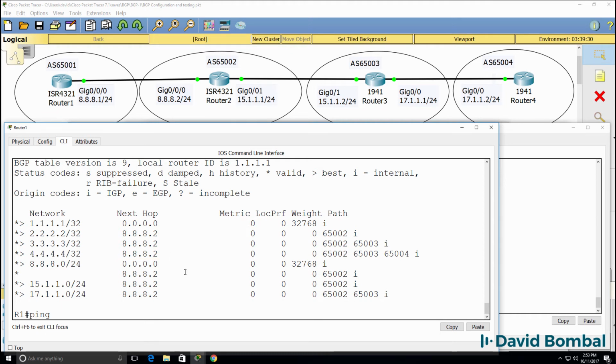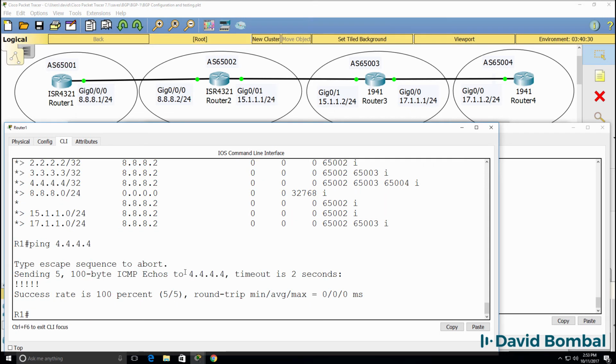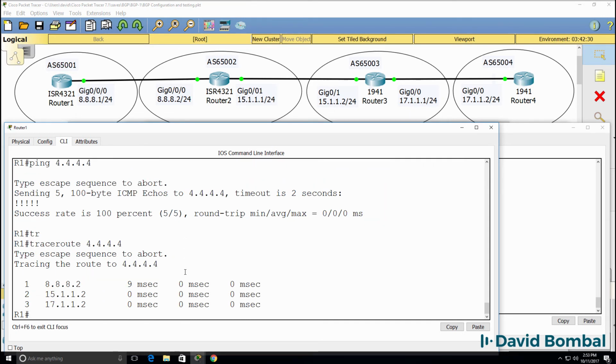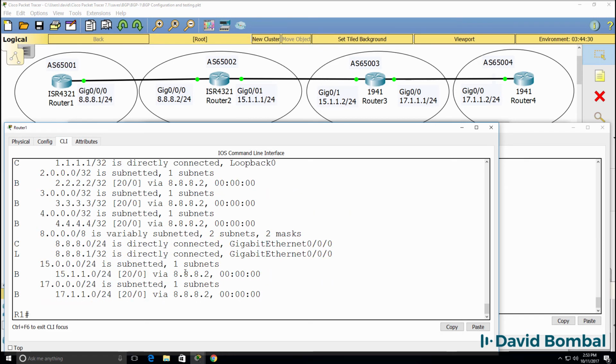So can router 1 ping the loopback of router 4? Yes, it can. Can we trace to the loopback of router 4? Yes, we can. So we've successfully configured this network with BGP.